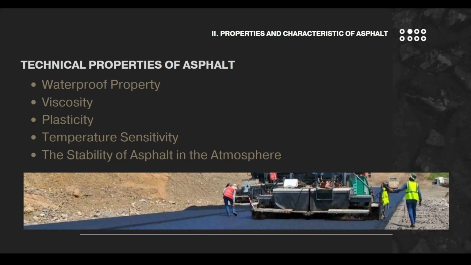Viscosity. So viscosity is a property that indicates how the asphalt impedes its fluidity. The hardness and density of asphalt are also reflected in its viscosity. Plasticity. So when an external force is applied to the asphalt, it deforms without being broken, and when the external force is removed, the asphalt retains its deformed shape, which is represented by ductility.